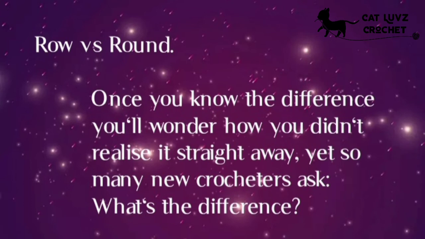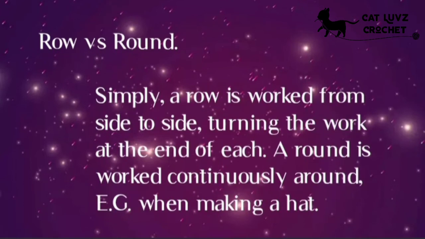Once you know the difference, you'll wonder how you didn't realise it straight away, yet so many new crocheters ask, what's the difference between a row and a round? Simply put, a row is worked side to side, turning the work at each end, like with a blanket. And a round is worked continuously around, like when you're making a hat.